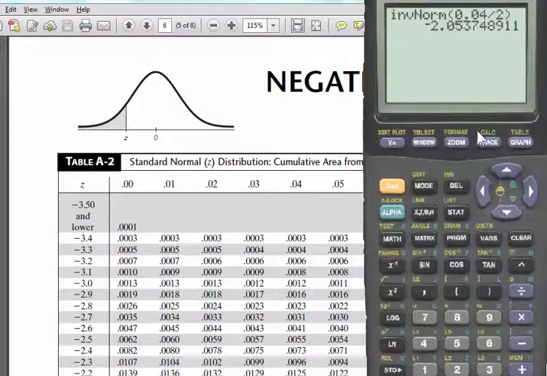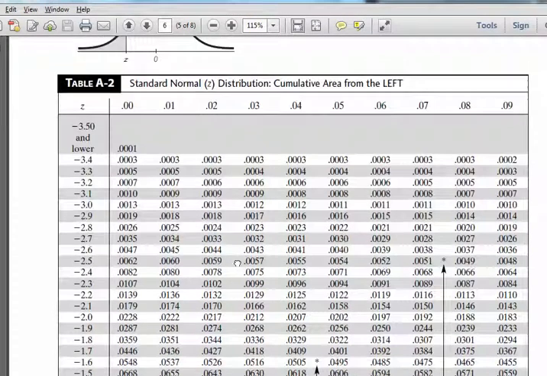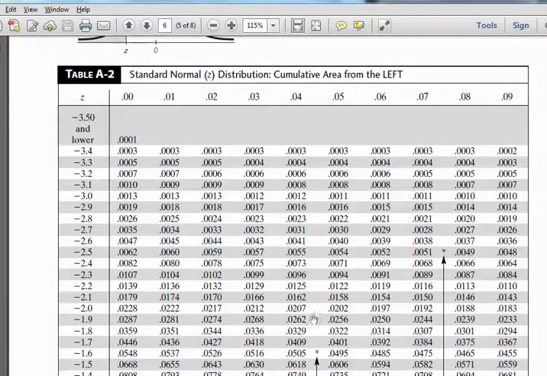Now, what do I get? I get that same negative 2.05, right? Isn't that where I was at? Negative 2.05.